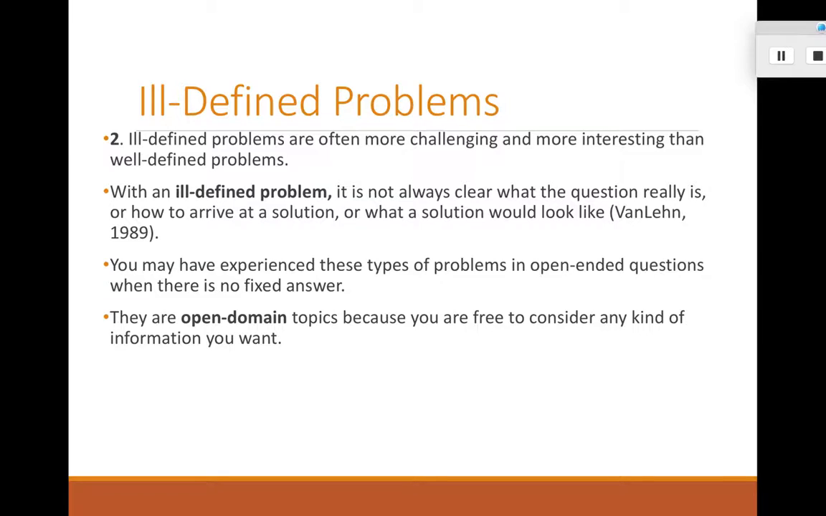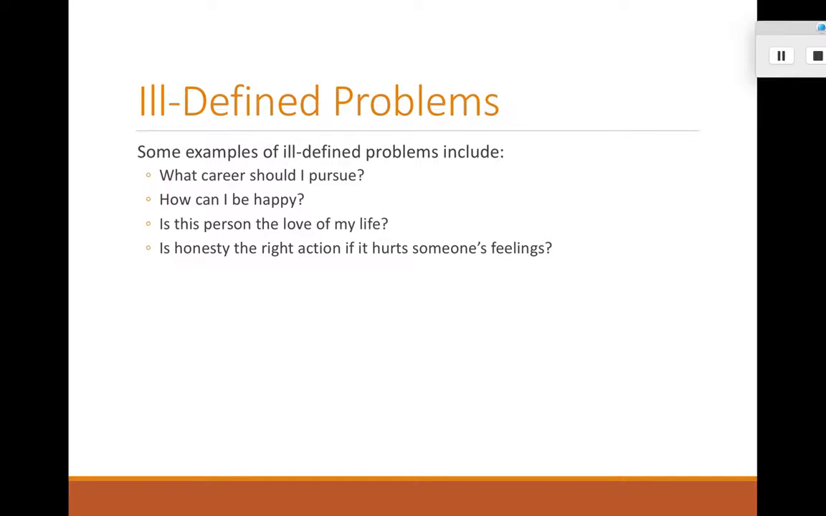They are what we call open domain topics because you're ultimately free to consider any kind of information that you want and what you think may be relevant to solving that problem in that particular case. Now, when we look at some potential types of ill-defined problems, here are just some examples. What career should I pursue? How can I be happy? Is this person the love of my life? Is honesty the right action if it hurts someone's feelings?